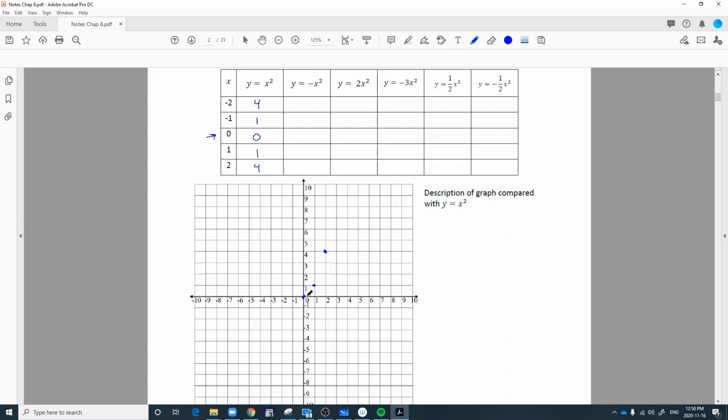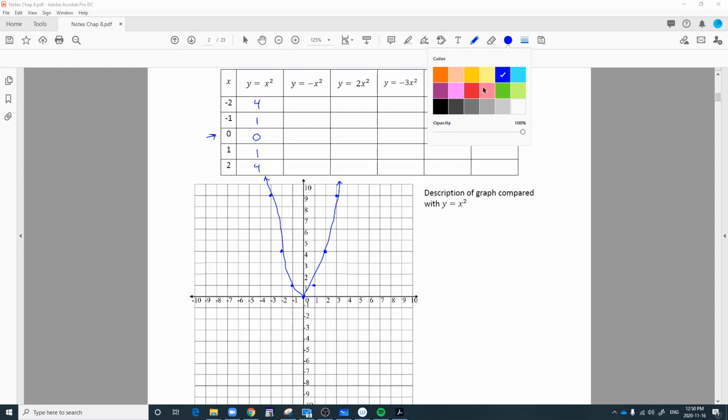In fact, I could do more points. I could go over 3 and up 9. And then I'm going to have the symmetry on the other side. I'm going over 1 and up 1, over 2 from the vertex and up 4, over 3 from the vertex and up 9, or I can literally just draw the points across. So this is my basic parabola. This is y is equal to x squared. And now what we're going to do is compare every other graph to this.